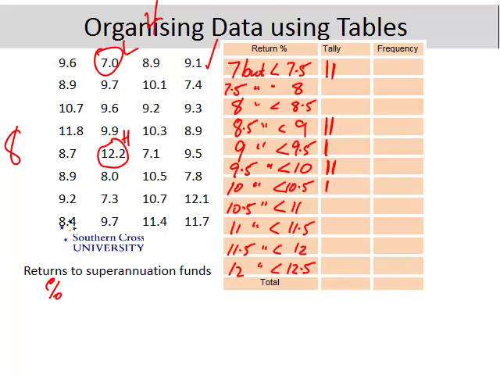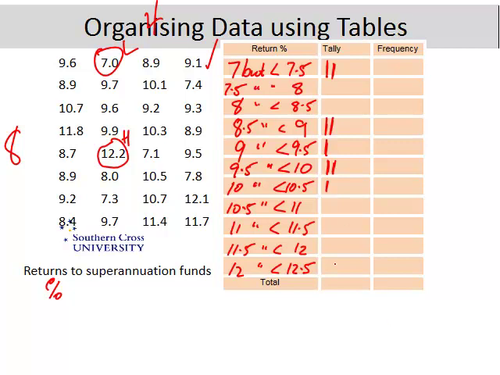Alright, in the module it mentions some rules for setting up groups. They should have the same width. That means if you subtract the lowest from the highest for each group, you should end up with the same number. What else? You need to make sure that any value can be included, so you shouldn't have breaks. It should be clear where a number belongs.